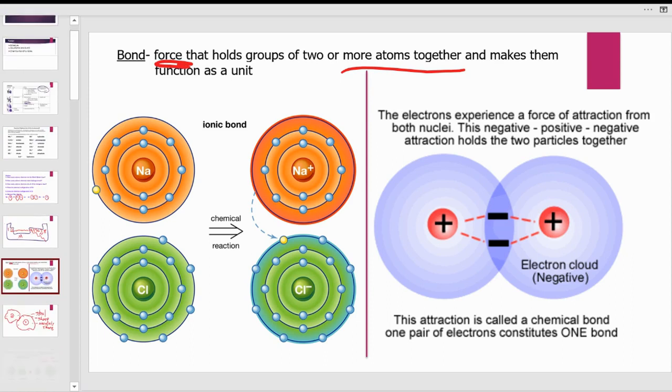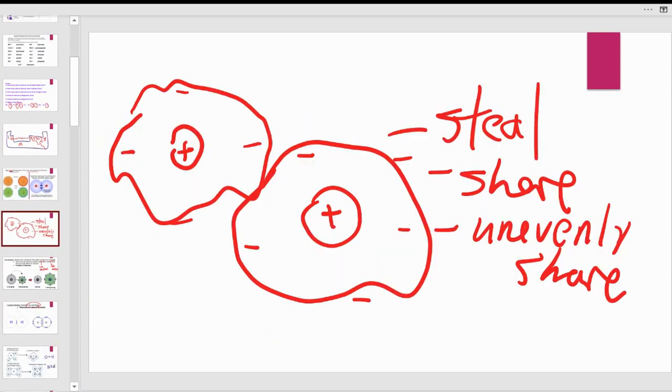Ionic bonding. Sometimes the electrons are stolen, and it's the electrons on the outside. What do we call the electrons on the outside? Valence electrons. The valence electrons are the ones that can be involved in this. Sometimes they're shared, and sometimes they're unevenly shared.